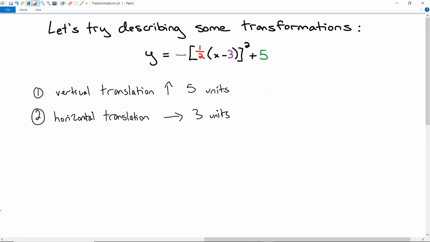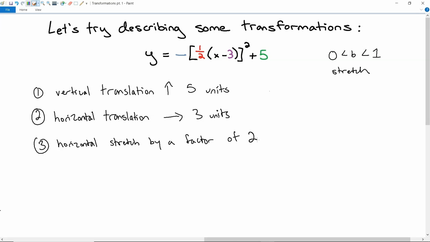Let's now look at our B value. So our B value is in between 0 and 1. That means that this is actually a horizontal stretch by a factor of 2. So even though our B value is 1/2, we would say that the factor of the stretch is its reciprocal, which would be 2.